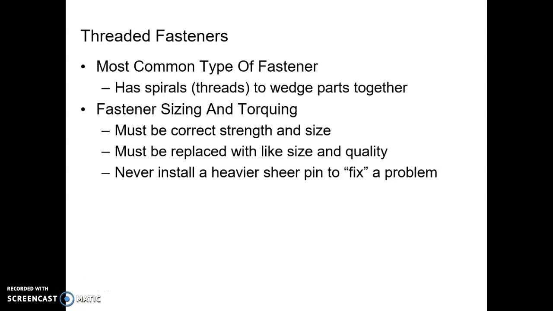This is part 2 of the chapter 4 introduction. This section will talk about fasteners and details about fasteners. The most common types of fasteners have spirals, threads, which we'll use to wedge parts together and keep them from loosening. Most fasteners are specified by size, which we'll see in a minute, and they must be replaced with the exact same size of part and also other specifications.